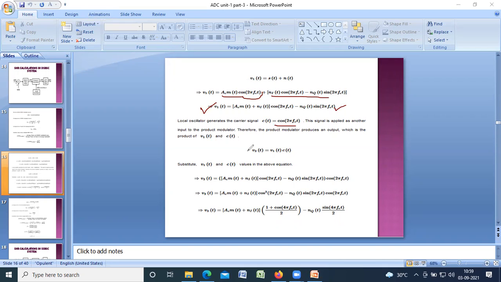Then we have to generate the value of V2T. V2T is equal to V1T into C of T. That is the output of the product modulator. To the product modulator, one input is going V1T, and the second is C of T. Now put the value of V1T and C of T here and solve it. Solve this much, then I will tell you what to do next. Do it first.